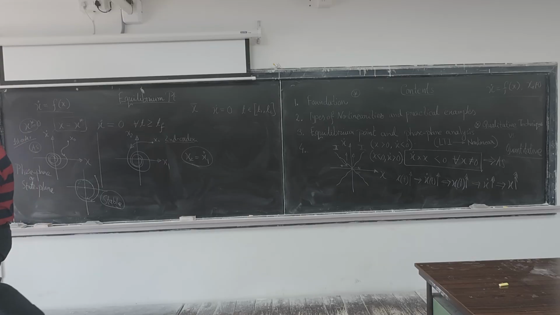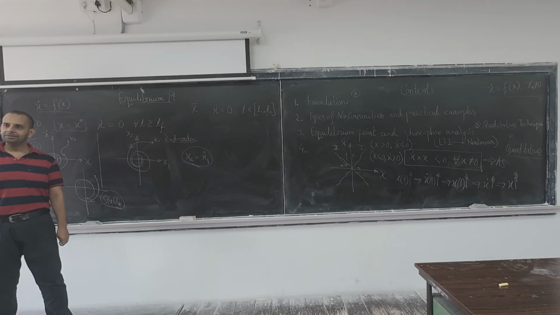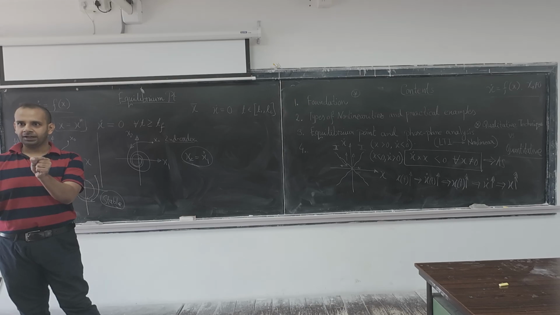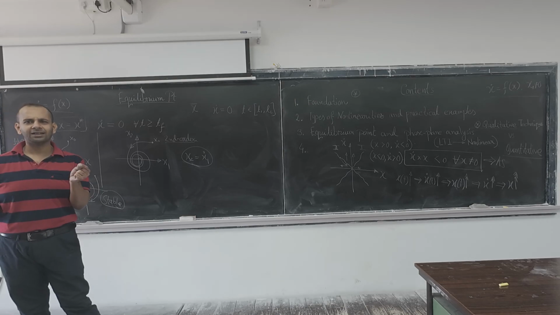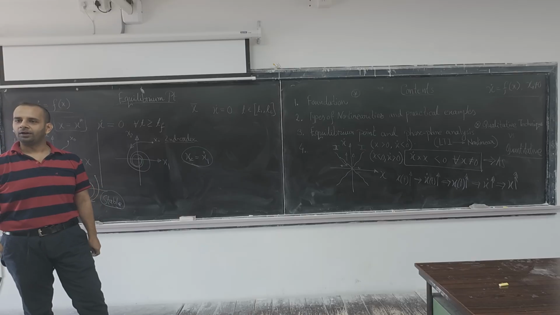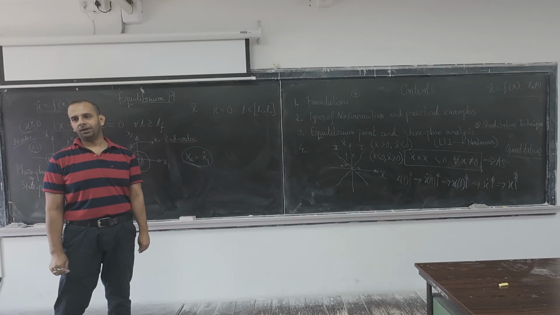Because that point is like a ghost equilibrium point. That is, for some time the rate of change will be 0. That means the system will stay at that point. But all of a sudden, maybe because of some disturbance or some other things, it will start moving away from that point. So then it is a ghost equilibrium point.